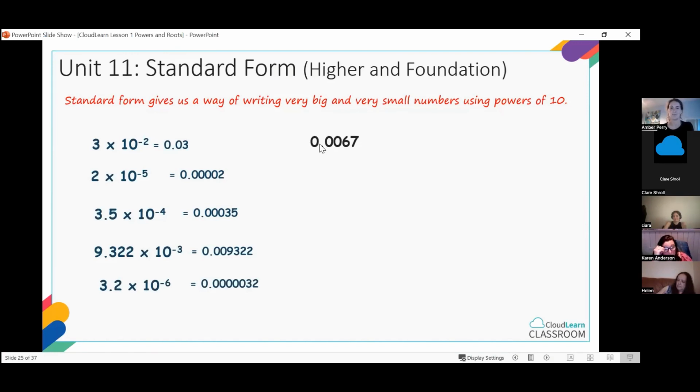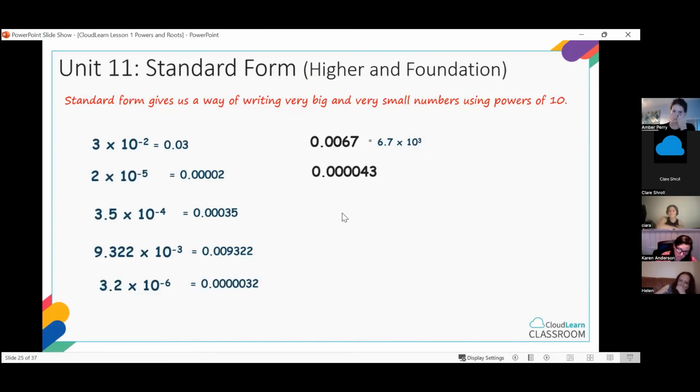So if we're going to do it in the opposite direction, we need to think how many places we're moving the decimal point in the other way. So we're going to move this decimal point 1, 2, and 3. So this one is going to be 6.7 times 10 to the power of minus 3. Oh, that should be minus 3 there. My apologies. Probably got the same mistake with all of them. 6.7 times 10 to the power of minus 3 there.